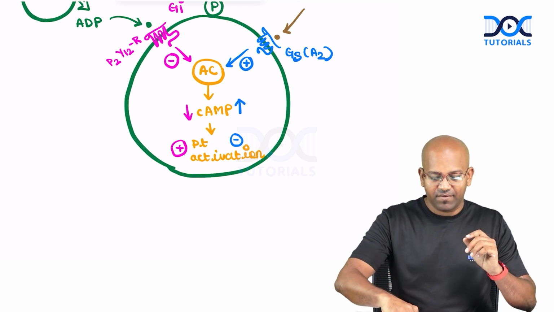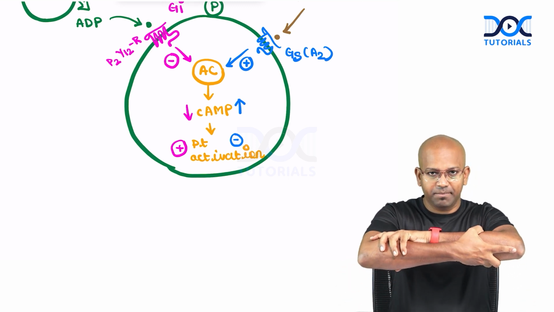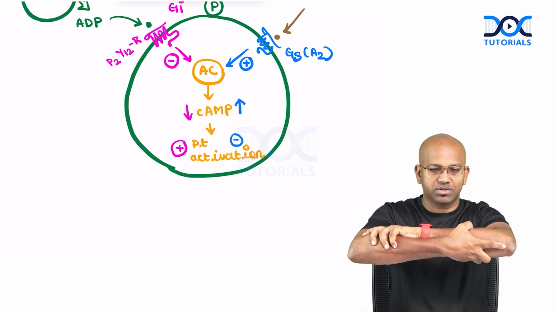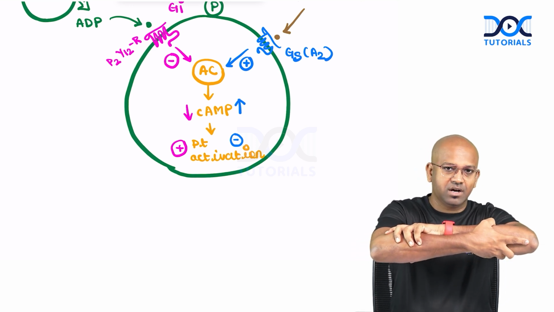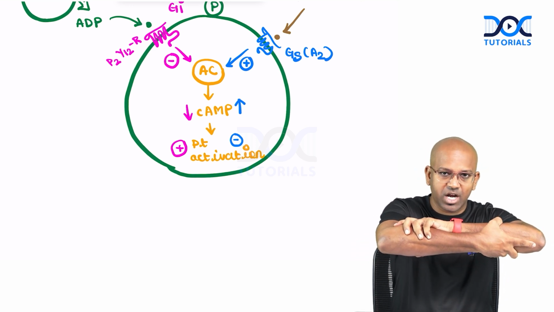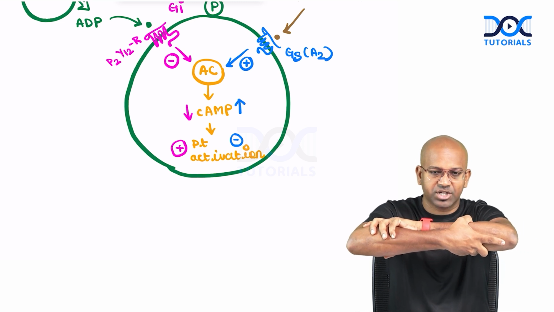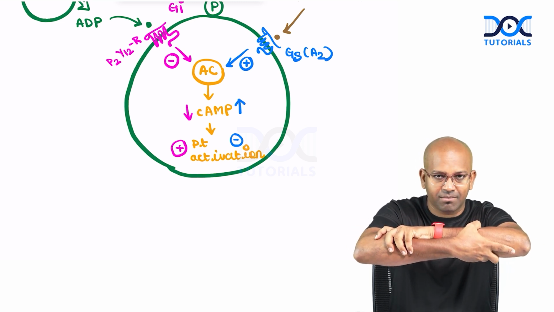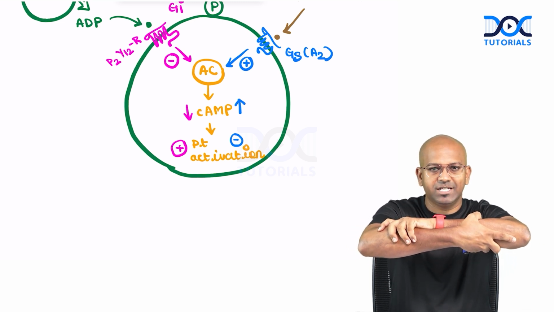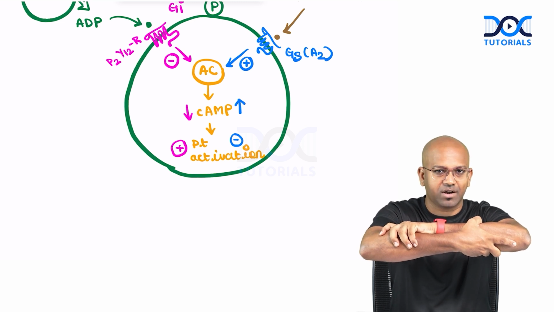So here we have an equilibrium, guys. We have an equilibrium between ADP and adenosine. ADP will be inducing platelet activation, whereas adenosine will be inhibiting platelet activation. This will be there in equilibrium. That's the reason why usually these platelets will not be producing any clot.